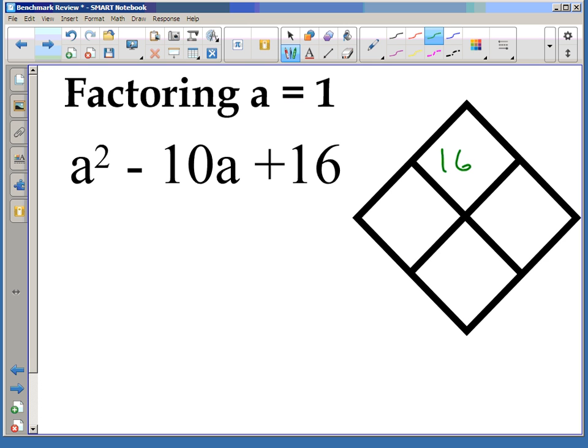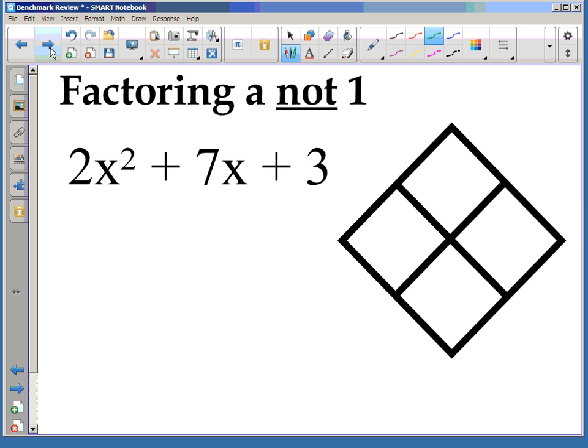Okay, 16 and negative 10. The factors there are going to be 2 and 8. These are going to have to add up to 10. So I want two numbers that add. There are other factors that multiply to 16, but I want 2 and 8. And I want them both to be negative since they have to add up to be negative. So my answer is a minus 2, a minus 8. Foil that out and you'll see it's correct.